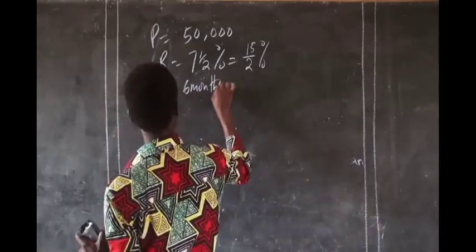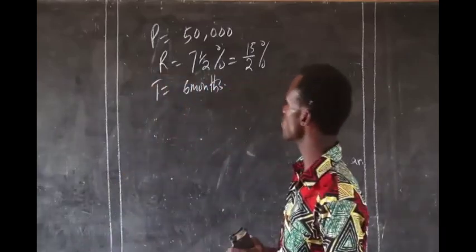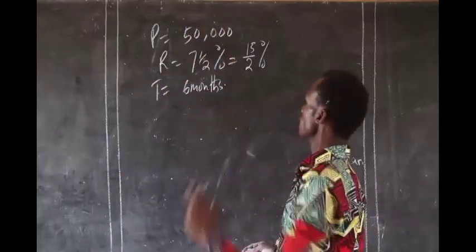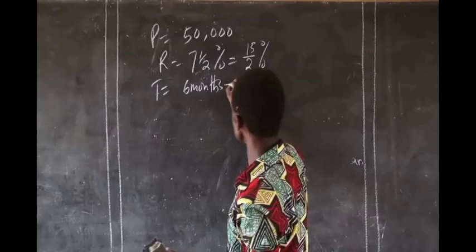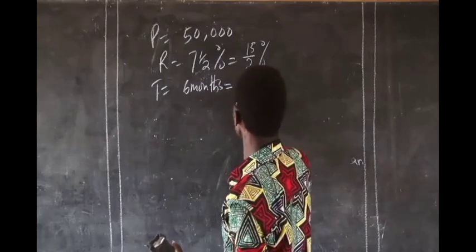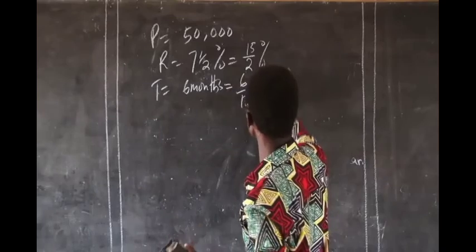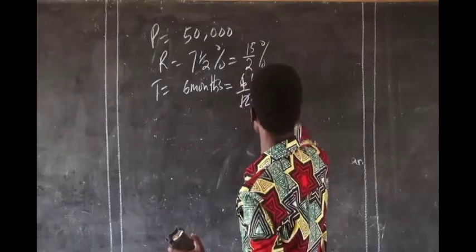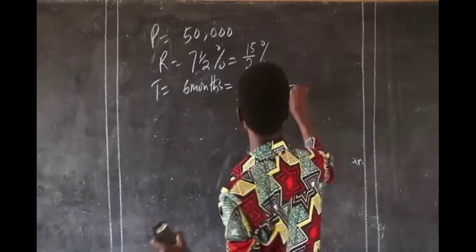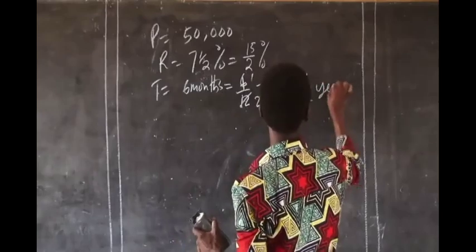As I said earlier, time is always measured in terms of years. Now we just convert this into years. 6 over 12. 1 year is 12 months, so it is 6 over 12, which is equal to a half. Now the time is equal to half a year.